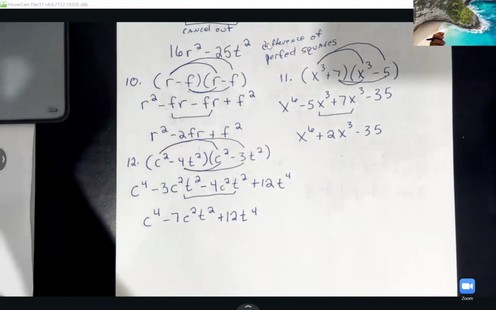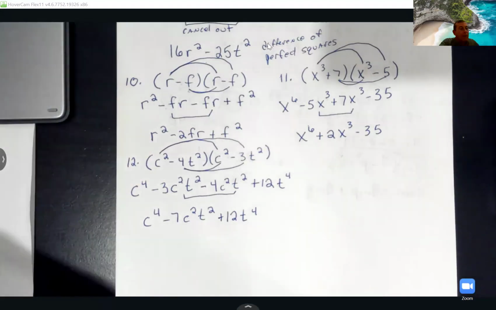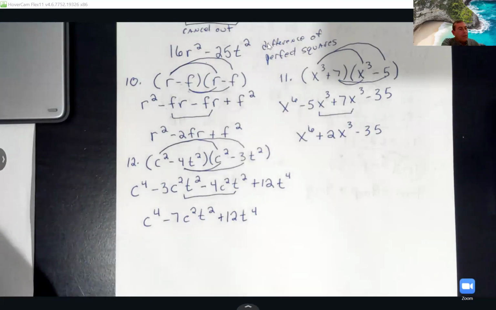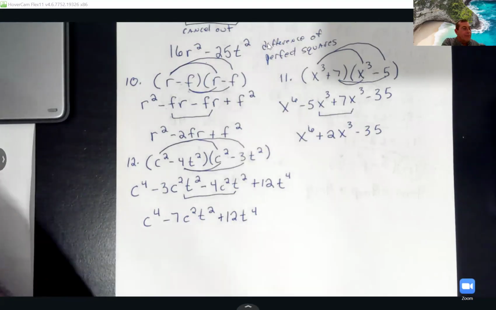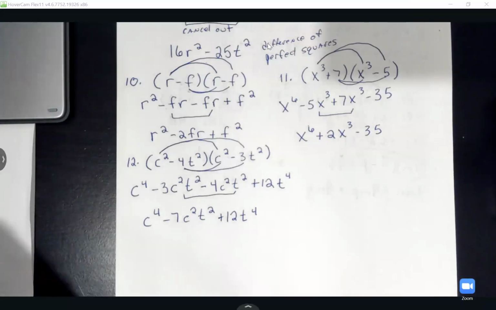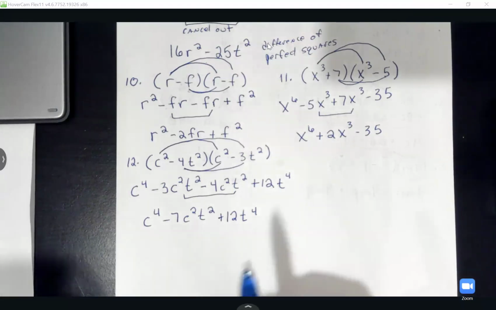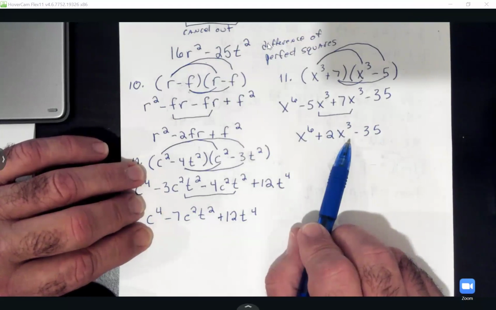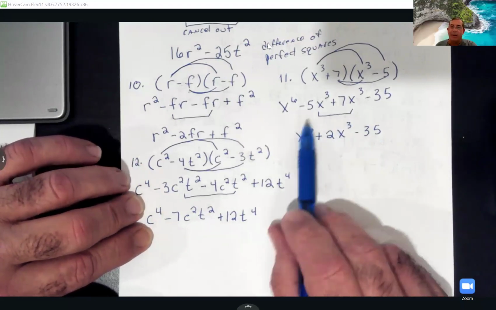Okay, let me see where I'm at. So, questions on those? Number 11, x to the 6th power plus 2x to the 3rd power are not considered like terms because the exponent is different.